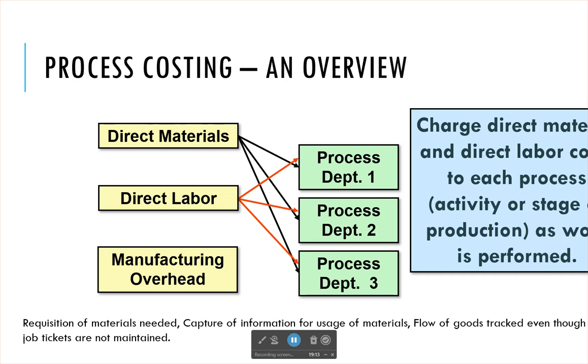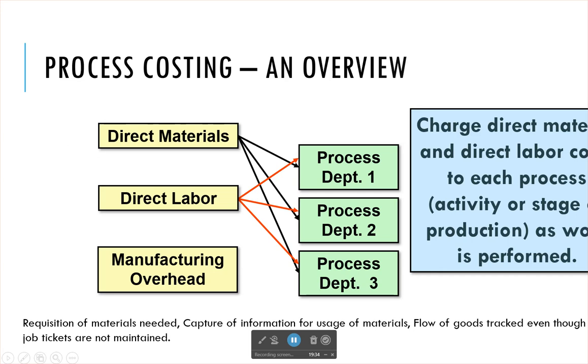The product is flowing through, and as the product is flowing through and being produced, you're also going to have costs flowing through. So the flow of goods is tracked through the costs, and you don't use job tickets to talk about applying these things to a particular job. You're applying it to everything.